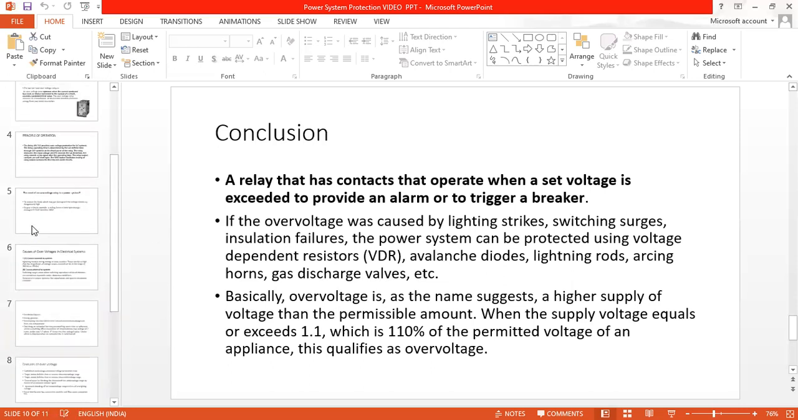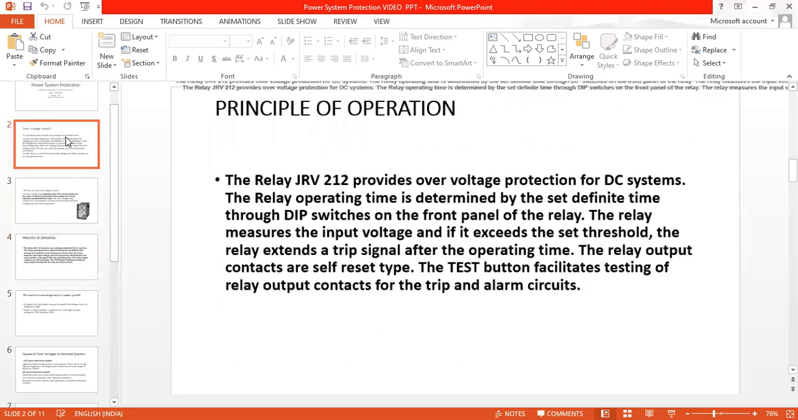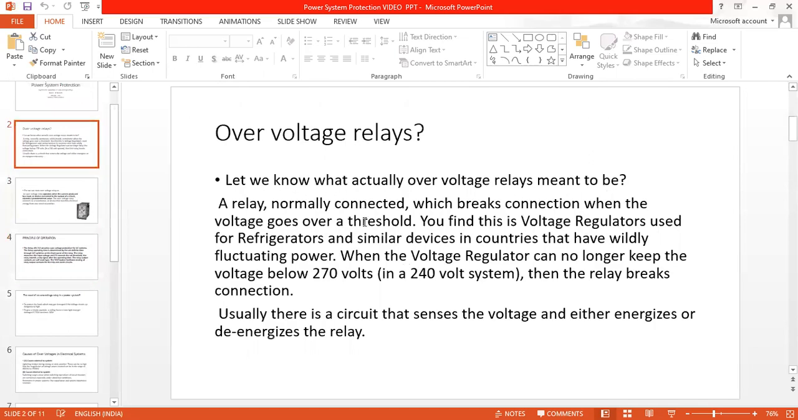And here we can see in slide number 2 the device which is used to measure the load current, when the load connected to the output of the circuit exceeds a predetermined value. The overvoltage relay connects to the transformer, the device that transfers electrical energy from one circuit to another. That's what the overvoltage relay is meant to be.